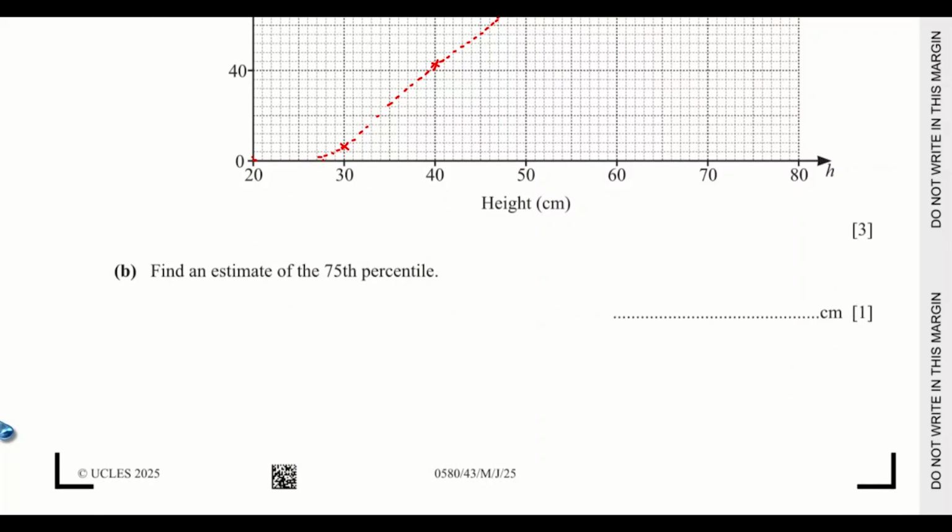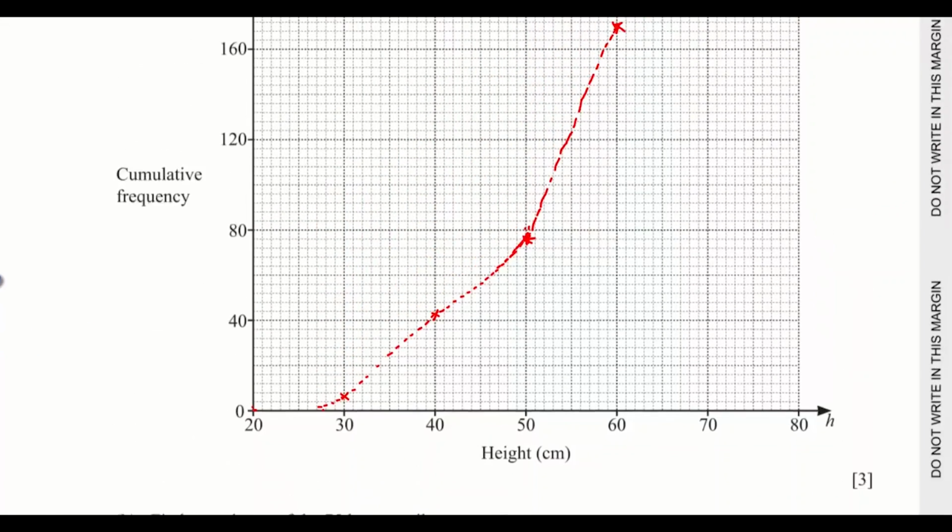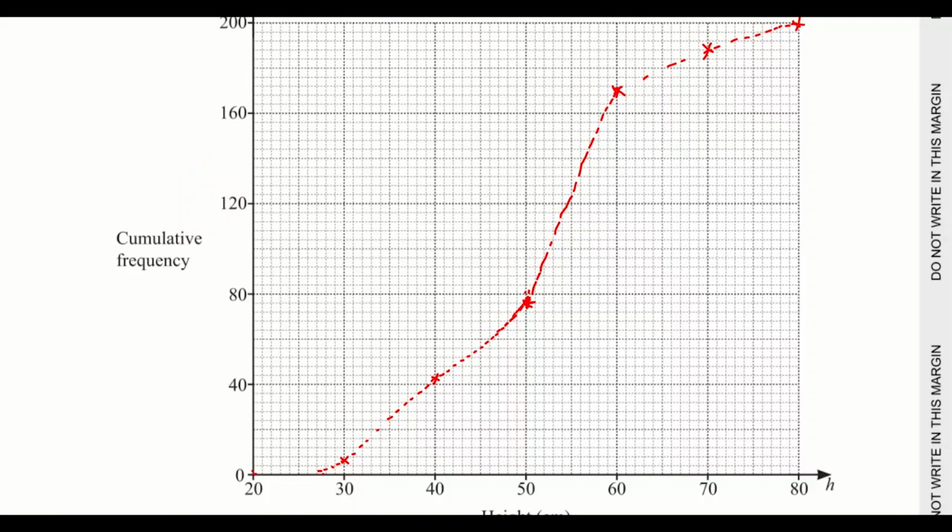Part B, find an estimate of the 75th percentile. So the 75th percentile will be equal to 75 over 100 multiplied by 200. So that will be the position, which is 150. So an estimate for the 75th percentile will be at this spot here. So we need to draw a line at 150.